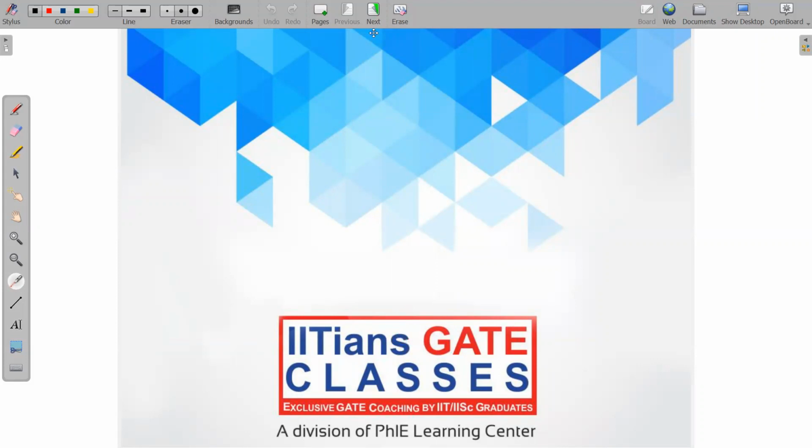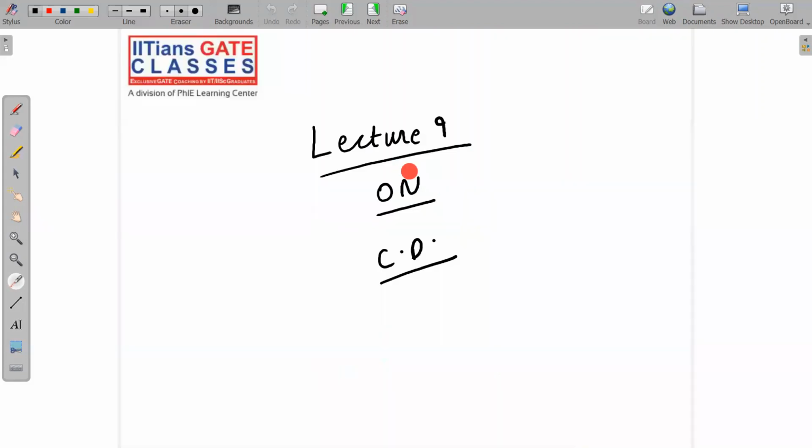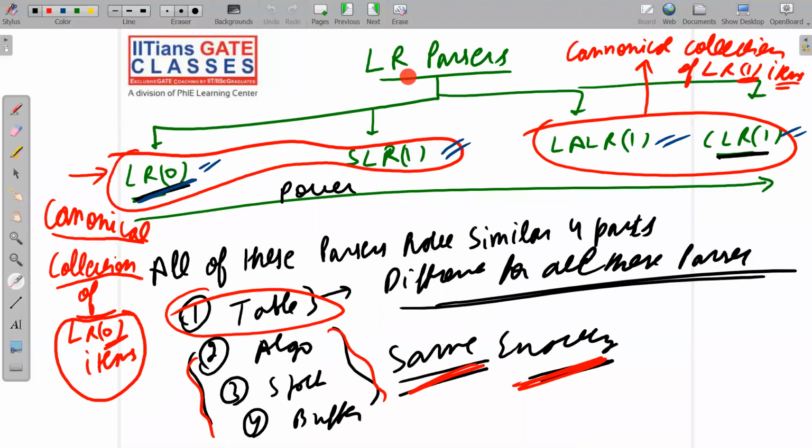This is lecture 9 on compiler design, and in this lecture we are going to start LR parsers. In the previous class I have already discussed LR parsers. I have told you LR parsers are of four types: LR0, SLR1, LALR1, and CLR1. In terms of power, LR0 is the least powerful parser and CLR1 is the most powerful parser. And all these four parsers will have four parts, that is table, algorithm, stack, and buffer.